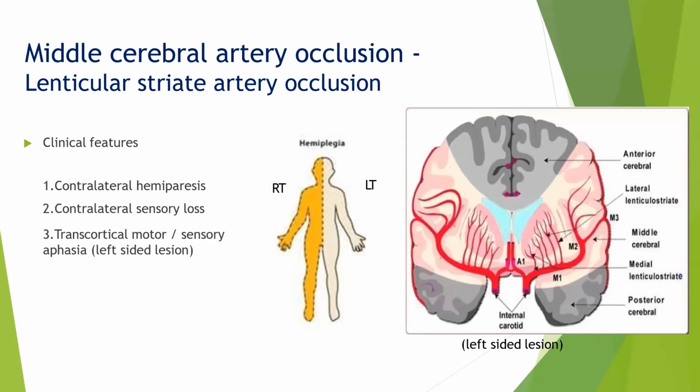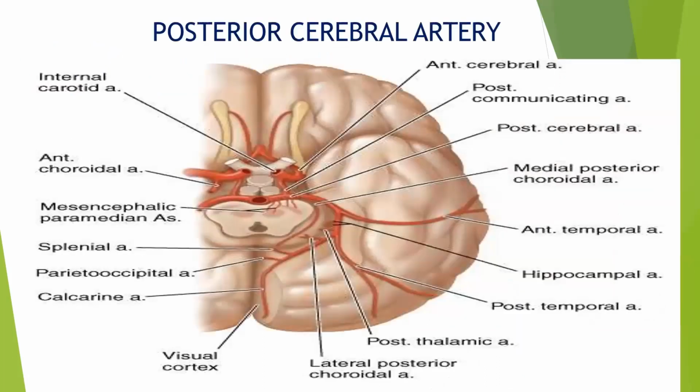So this is the same: contralateral hemiparesis, sensory loss, and cortical motor and sensory deficits. And this is lenticulostriate branch occlusion. This is what is expected at PG standard.